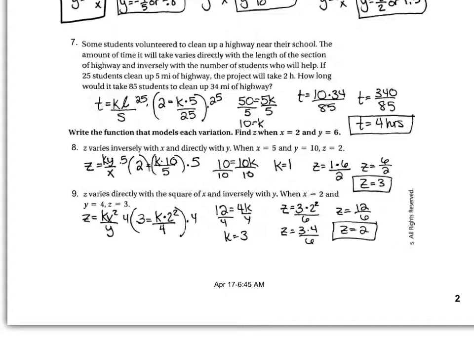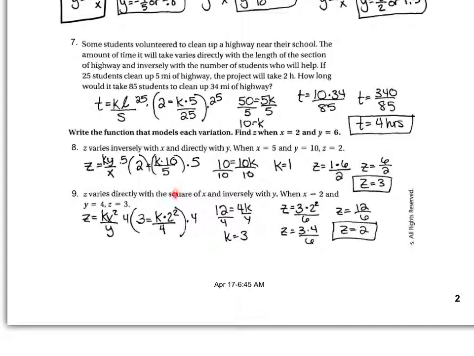So 8, Z varies inversely, so Z equals K. Inversely with X means divide by X. Directly with Y means to multiply by Y. It then told us X was 5, Y was 10, Z was 2. And this tells us this information in order to find K. So we plug it in to get our K value, and then we plug in these values with K in order to find Z.